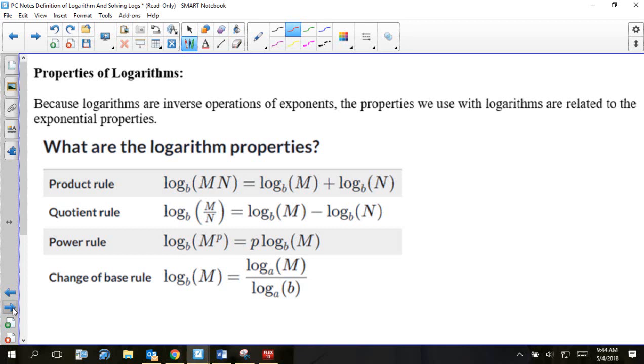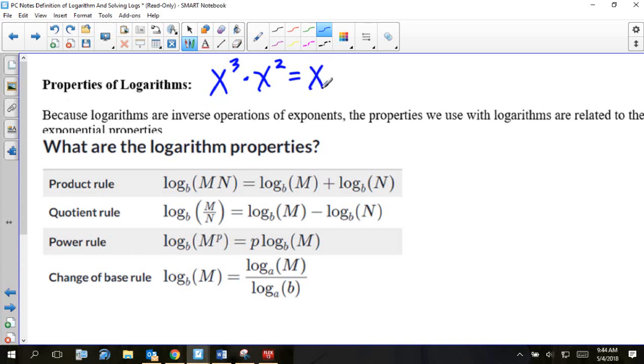Again, this is reviewing stuff you've done last year. There are properties of logs that go right off of properties of exponents. I'm going to ask you the exponent property first, and then we'll see how that affects the log property. There is an exponent property called the product rule. What's the product rule? If we're multiplying same bases, what do we do to the exponent? You add them. You get x to the 5th.